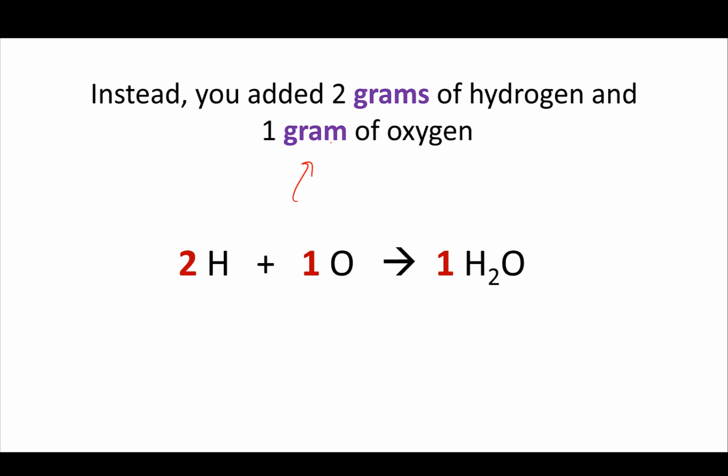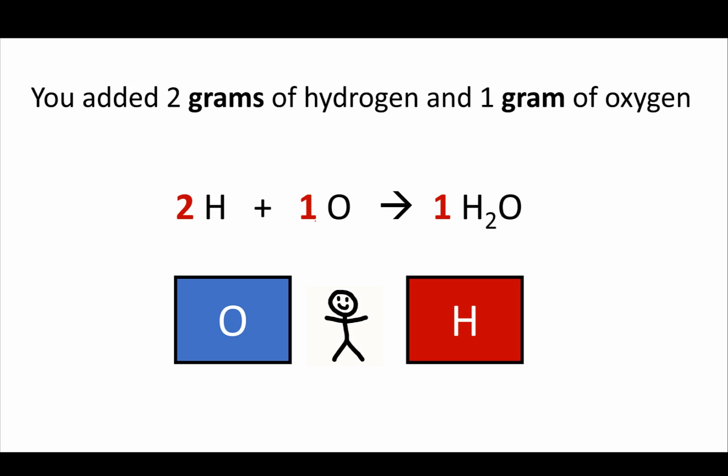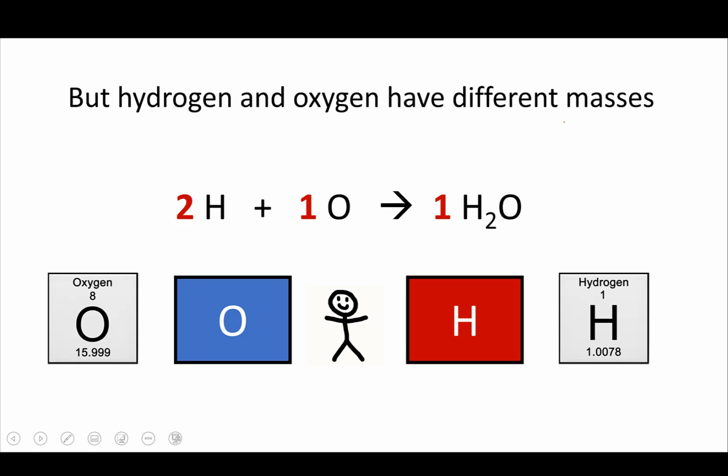And you just assumed that 2 grams of hydrogen and 1 gram of oxygen would also work out, because there's a 2 there and there's a 1 there. But the numbers in this chemical reaction do not tell you the mass or the weight. They're not related to the mass or the weight of the chemicals. You added 2 grams of hydrogen and 1 gram of oxygen. But hydrogen and oxygen have different masses.